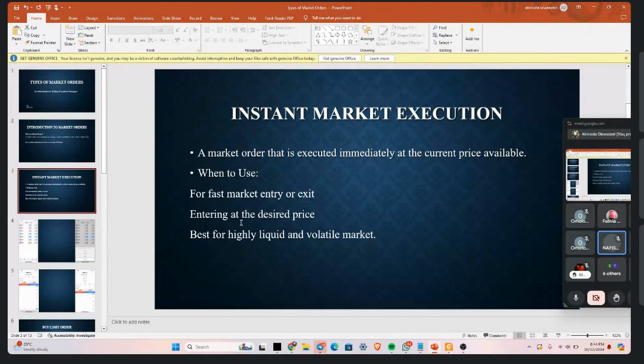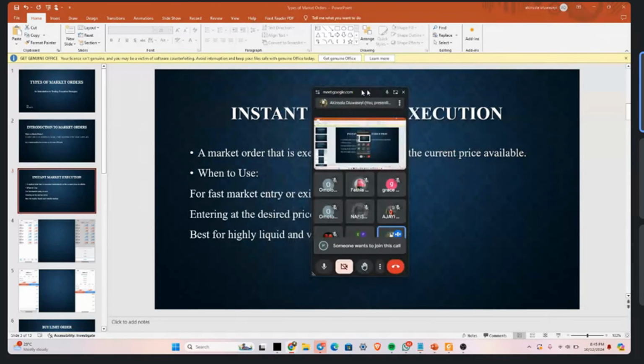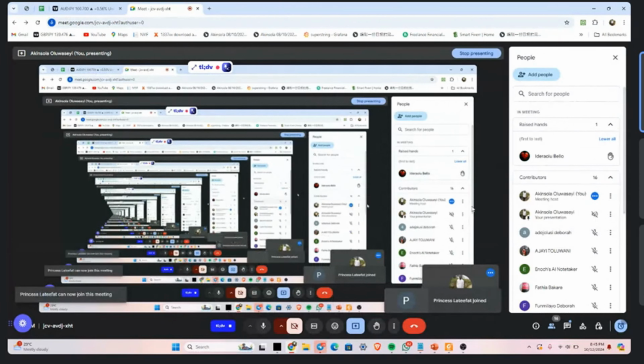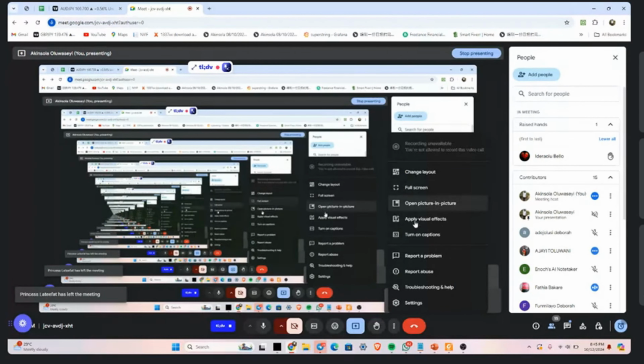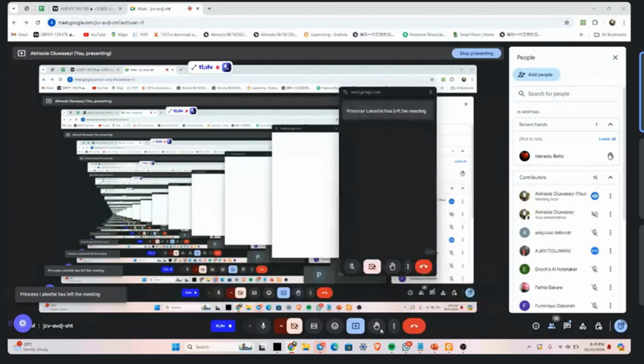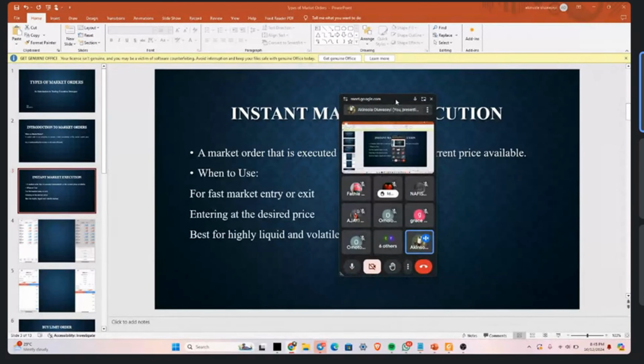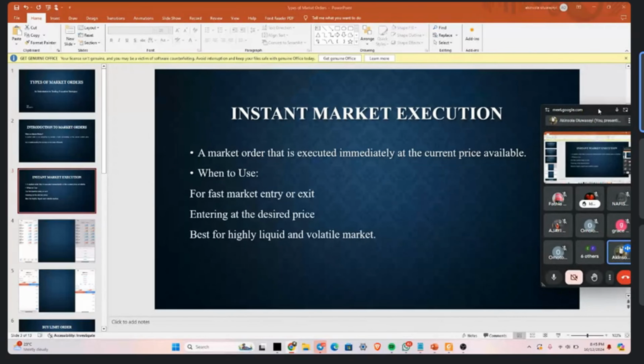When do you use instant market execution? You use instant market execution, number one, when the price is currently at your entry point. What did I say, guys? You use instant market execution when the price is currently at your entry point. When the market is currently at the point you have in mind to either buy or sell, then instant market execution is best for you.